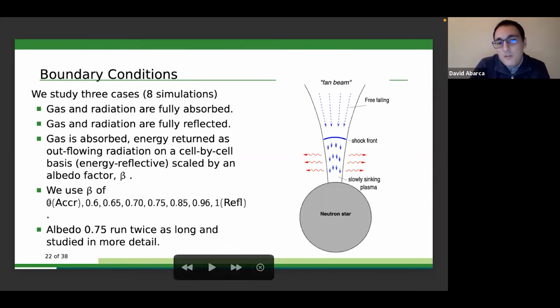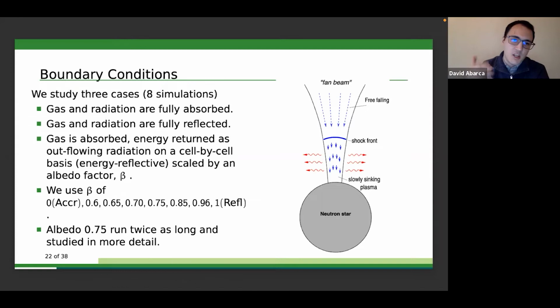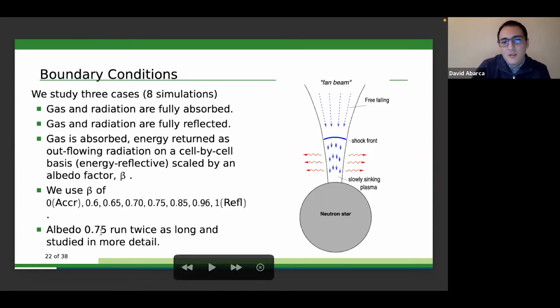So we tried everything from 0, which would be the same as the accreting boundary condition, to 1, which would be the same as the reflective boundary conditions. And then a couple values in between. And I just chose the values about where the simulation actually starts to change a little bit. And then we took this 75%, 0.75 albedo simulation, kind of as our canonical simulation, and we ran it much longer and studied it in more detail.